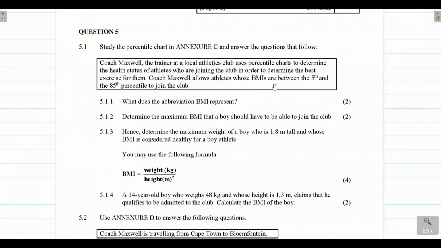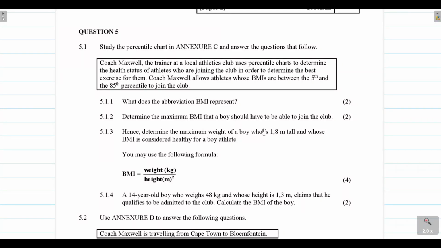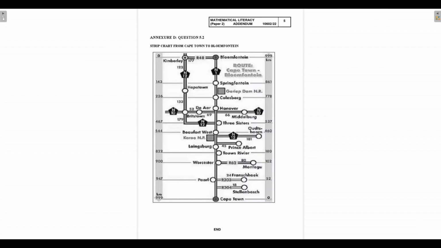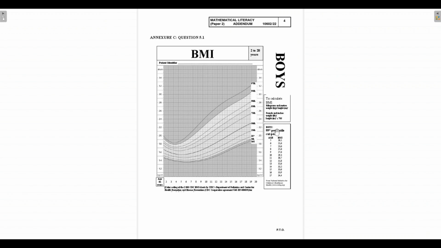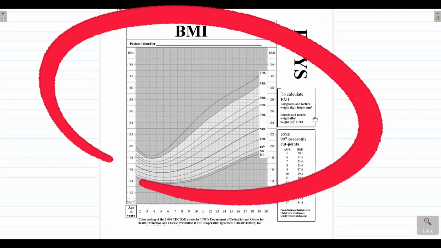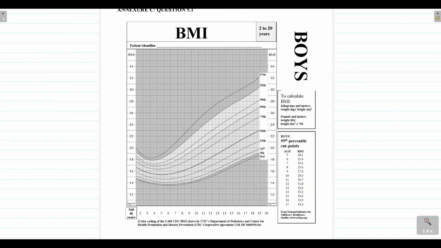On today's video tutorial, guys, we are going to be having a look at the last question from the grade 12 mathematical literacy paper 2 that was written by the Gauteng province learners, right? And in today's video tutorial, we are going to be looking at question 5.1 and question 5.2. Okay, so question 5.1, we are basically going to be looking at this BMI chart that is given to us here, and then we are going to be using it to answer questions that are given, right?